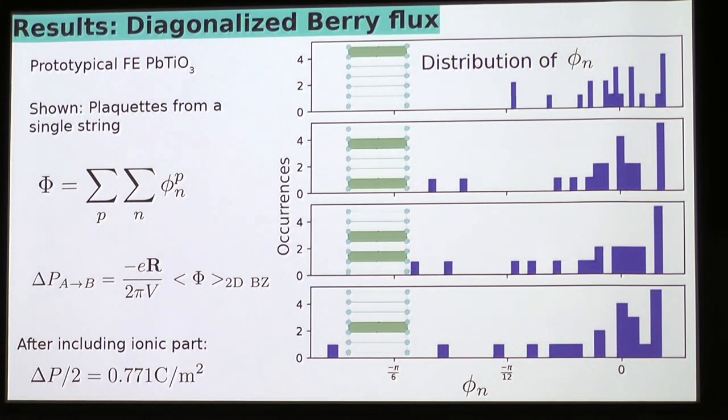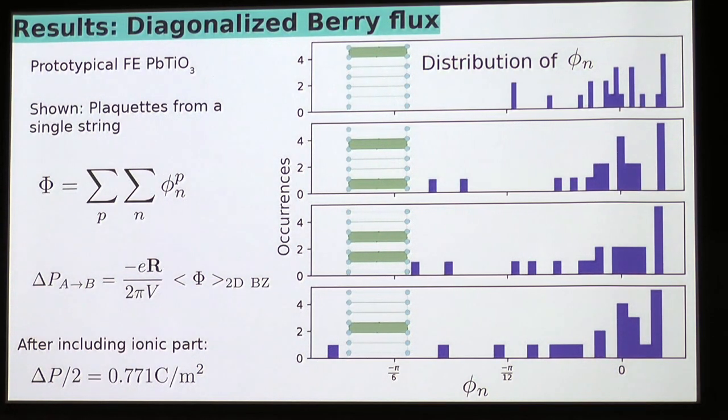So we have a number of these smaller phases that we assume are small. We actually see that they don't get much larger than pi over 6, so they're staying small with respect to pi. If you sum all of these up, that gives us the Berry flux corresponding to this string. We average over the string, and we include the ionic part. And just from the up and down state, we're getting the change in polarization. I'm dividing by 2 because that's how spontaneous polarization is defined for lead titanate.